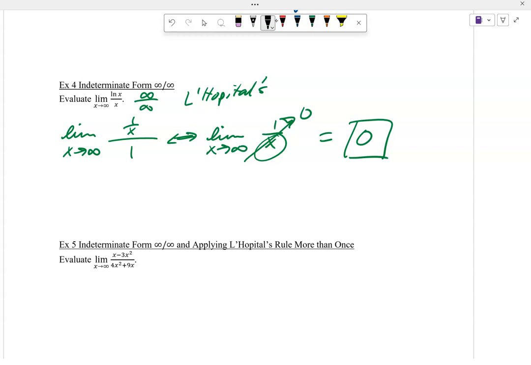This next one, with this x minus 3x squared, again, we're letting x get increasingly large. And what happens here is you've got x minus 3x squared, and so this numerator part will go to negative infinity. And the denominator there will go to infinity. And so we're going to go ahead and use L'Hopital's rule on this.